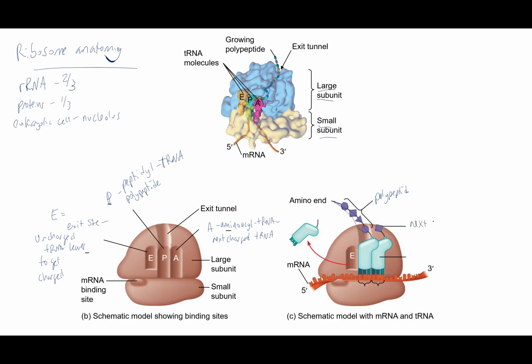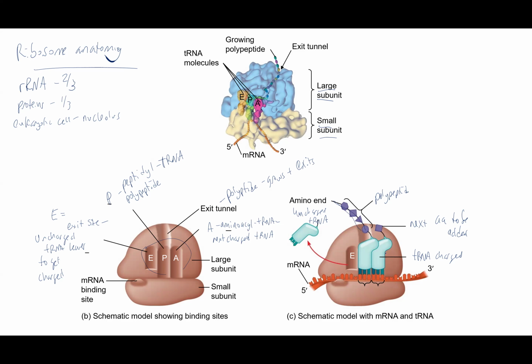So this is the next amino acid to be added. This is a tRNA that's charged. This is an uncharged tRNA leaving the E site. And the exit tunnel here, this is where the polypeptide is growing and leaving once it's done being synthesized. So this shows you just the binding sites, and then this shows you what it looks like in action.